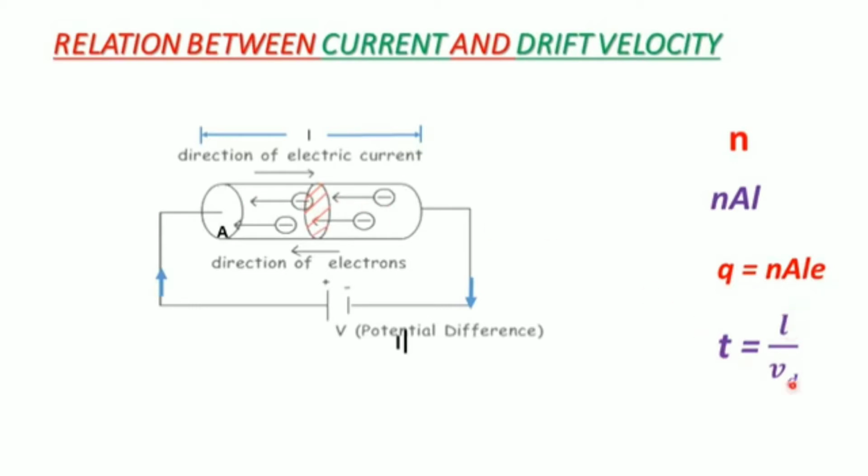Now how much current will flow because of flow of these many electrons? That will be I. How much will be I? I will be equal to Q by T. Put the values of Q and T in this relation. You will get I is equal to nALe by (L/Vd), which is neAVd. This is the relation between current and drift velocity.